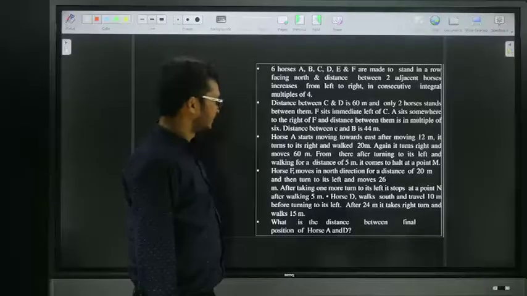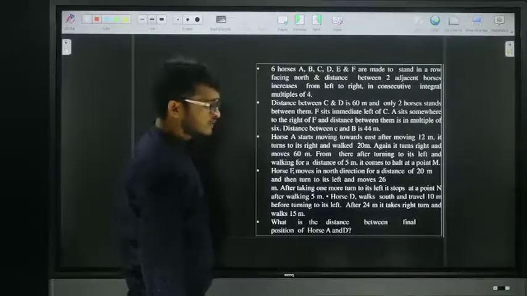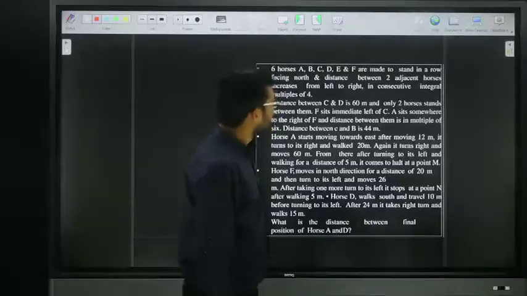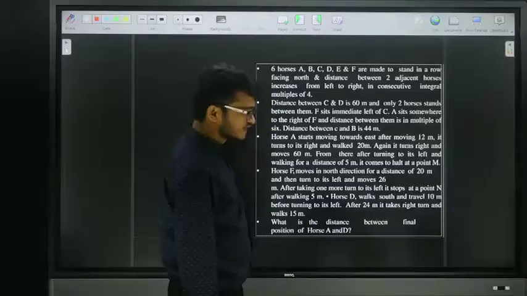6 horses A to F are made to stand in a row facing north.